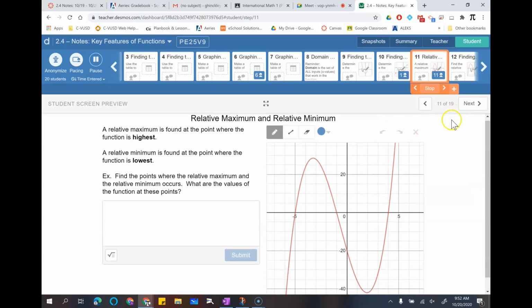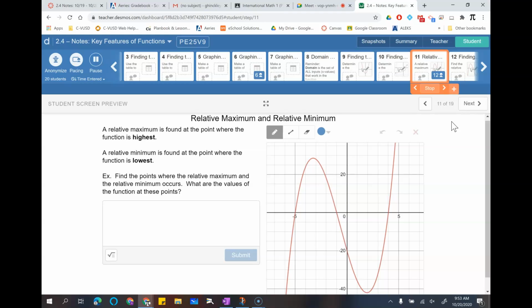So, slide 11, we're going to be looking at our relative maximum and relative minimum. Our relative maximum is found at the point where our function is the highest, where we have a high point. And our minimum is found where our function is the lowest, where we have a low point. We call these relative because these high points, where we see these bumps in the graph, are not what we call the absolute maximum, because it's not the absolute highest point in the graph, but it is a high point for its area.